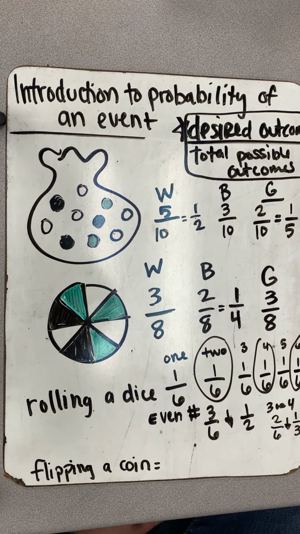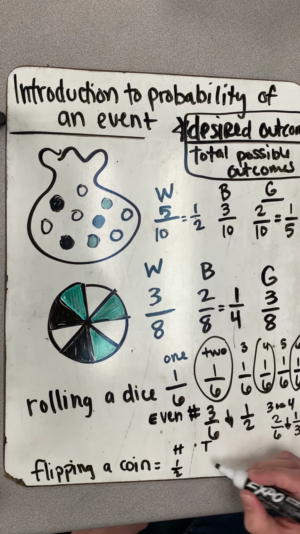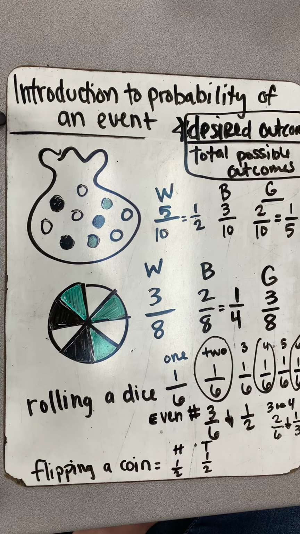Flipping a coin is fun because you have 2 outcomes, heads or tails, 1 out of 2, 1 out of 2. It basically says 50% of getting heads, 50% of getting tails.